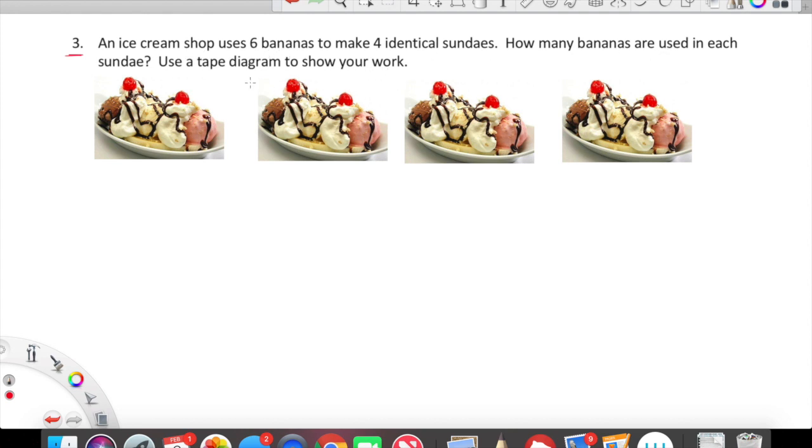Okay, before we do any of that, let's just think about this. For lunch today, I'm going to eat 4 identical ice cream sundaes in just a moment, as soon as I'm finished recording this, and I cannot be happier about that. But there are 6 bananas going into these ice cream sundaes.